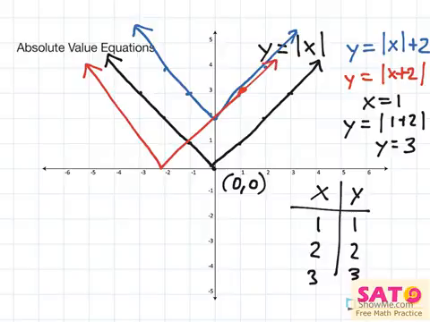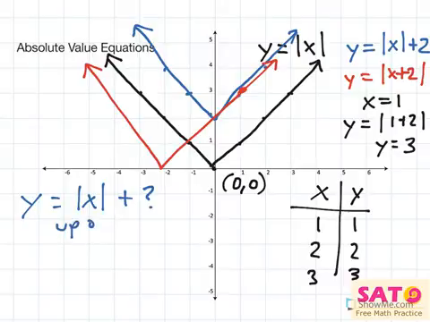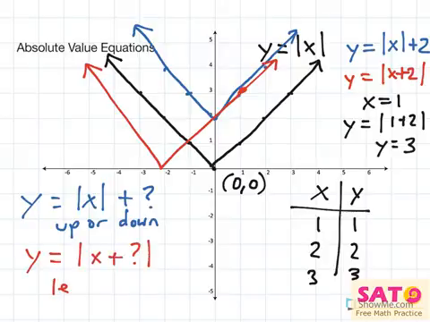So let's note some key features here. When it's y equals the absolute value of x plus a number outside, that makes it move up or down. When it's y equals the absolute value of x plus a number inside, that makes it move left or right. And remember, it's opposite from the sign, so if it's positive, it'll move to the left.